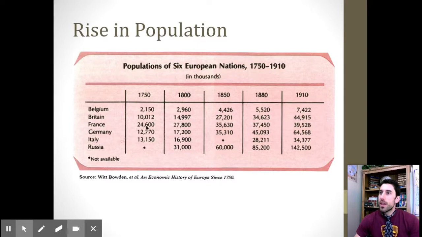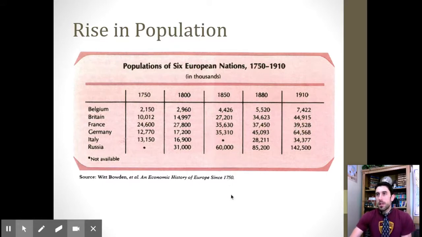France, 24,000 to this. This is not quite twice as much, but we do know that they, during this period of time, also had the French Revolution, which killed a lot of people. By the way, this is in thousands, so I should add another million onto this. So 10 million to 44 million.